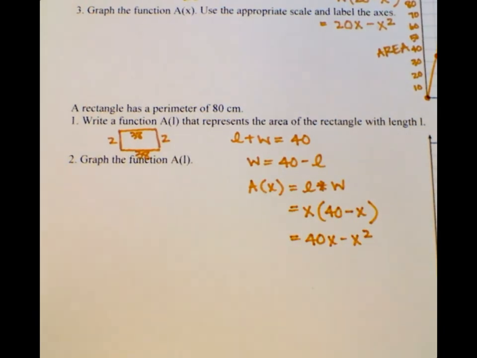All right, there it is. And then you're going to set up your graph the same exact way. Do not forget to label your axes.